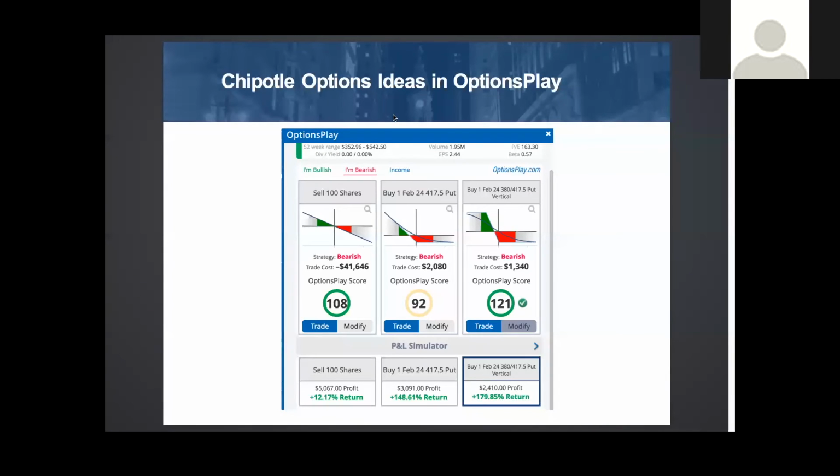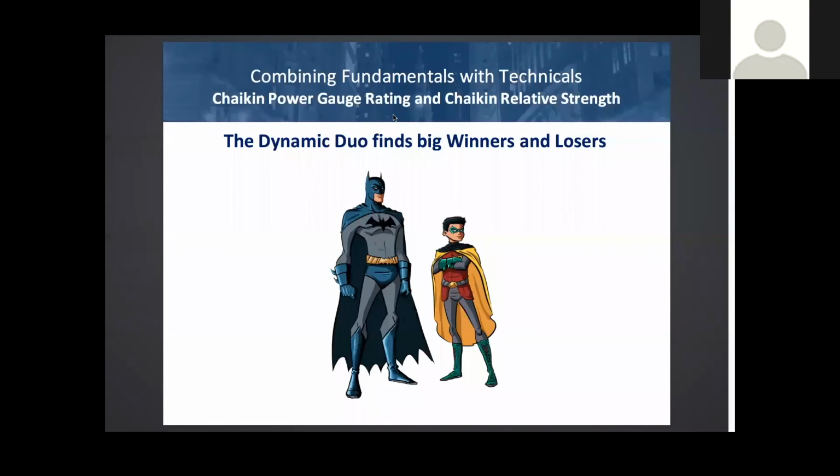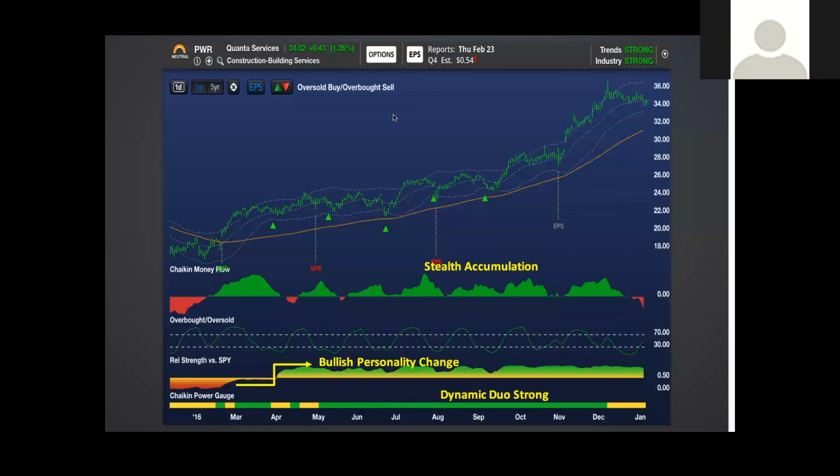Okay, so let's look at two other concepts, and then we'll get into some sector analysis and some specific options ideas. We combine fundamentals with technicals, as I said. Chaikin Power Gauge rating and Chaikin relative strength is a combination that we call the dynamic duo because it helps you find big winners and losers. So here's an example of that.